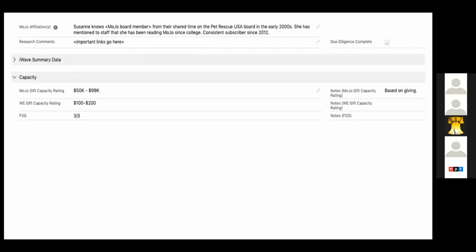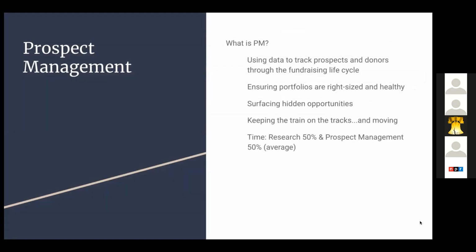So with a capacity rating, it helps me know that everybody we have assigned at least has major gift capacity. It's really important to understand that there's financial capacity there, first of all, if you're really prospecting for major gifts. Okay. So that's our prospect research page. That's where all the data goes. So let's jump into prospect management. I have a fear I'm going to run out of time.